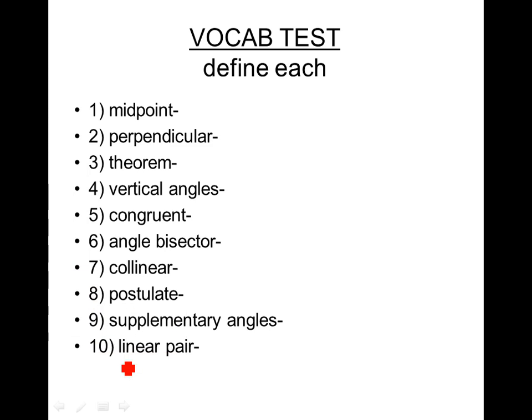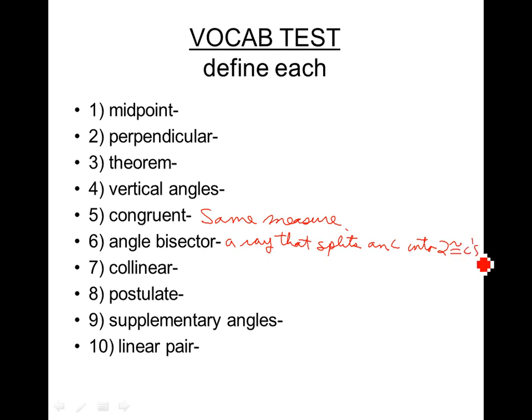Next one. Congruent. Same measure. That's the easiest thing to put, same measure. Having the same measure would be fine also. Angle bisector. A ray that splits an angle into two congruent angles. It's a ray, not a line.